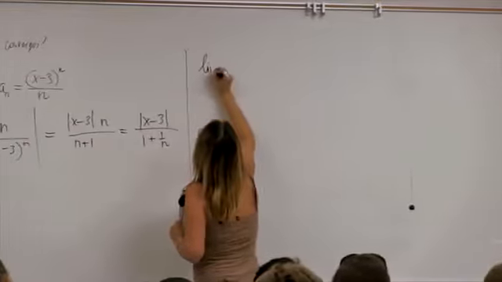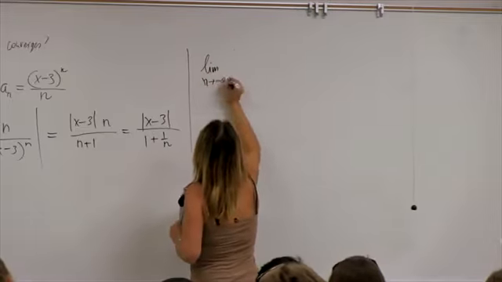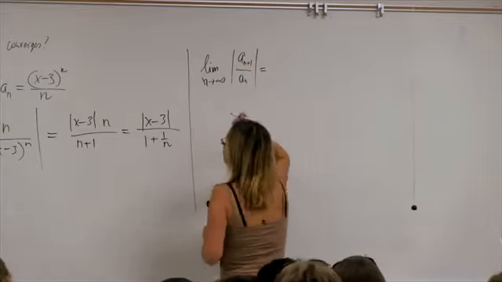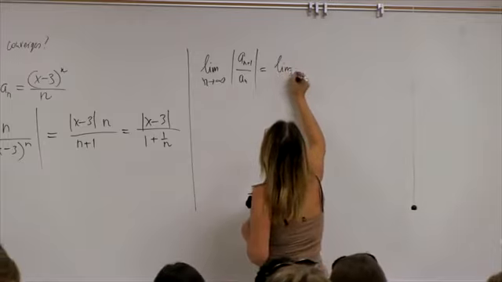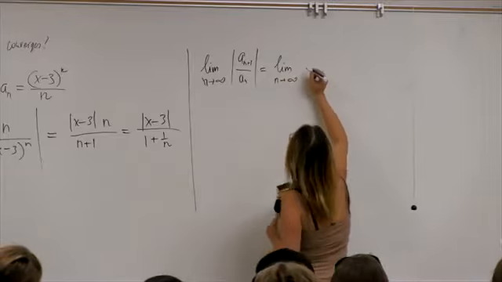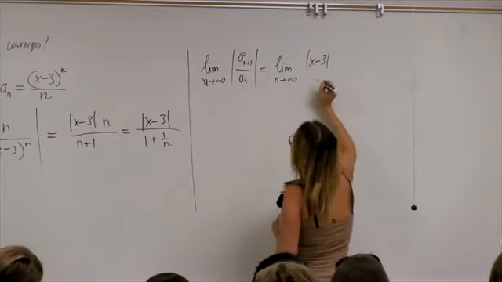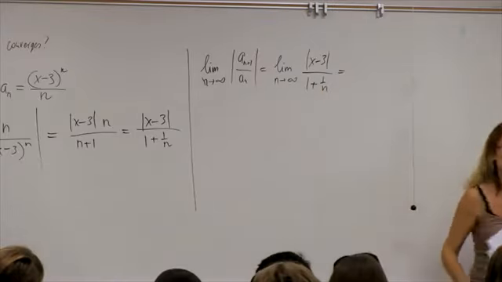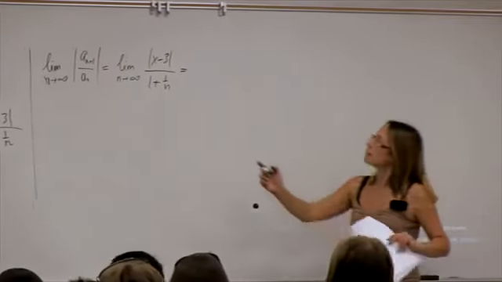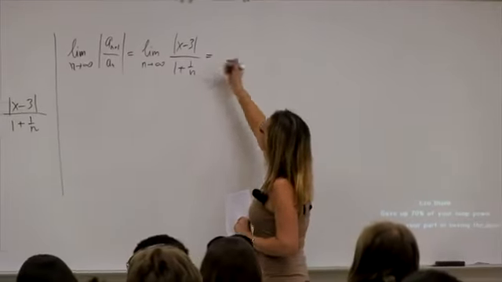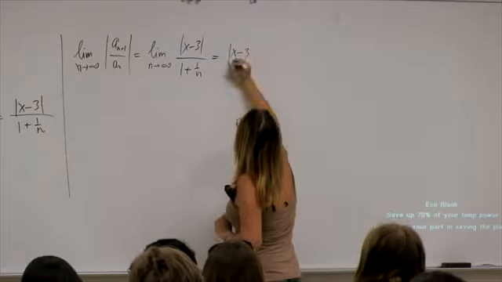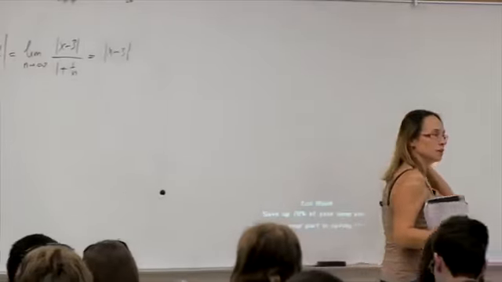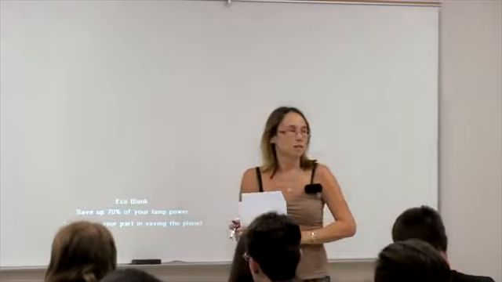So the limit as n goes to infinity of this is equal to the limit of this expression. What is the limit? And very good. So this goes to 0. So I simply have absolute value of x minus 3. So now we have to remember the conditions of the ratio test. Do you have a question?